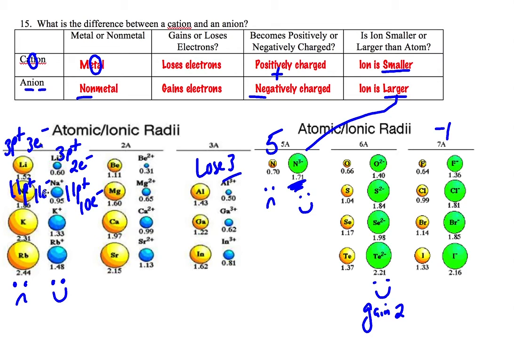So know what your ions do. All of your cations, they all lose, so the ion gets small. Your anions all gain, the ions get large, they get bigger.